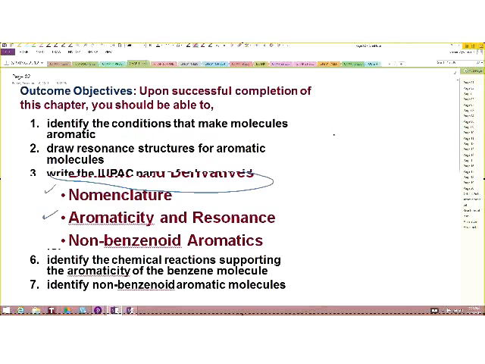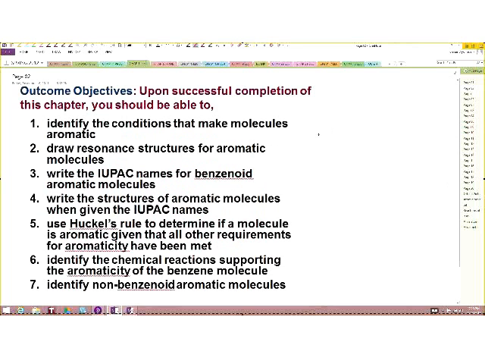Okay, you know what this list is? This is a list of learning outcome objectives. For example, at the end of this chapter, you should be able to identify the conditions that make molecules aromatic. When I say a molecule is aromatic, exactly what do we mean? Okay? So take some time to take a look at this list and then use this as a study guide.